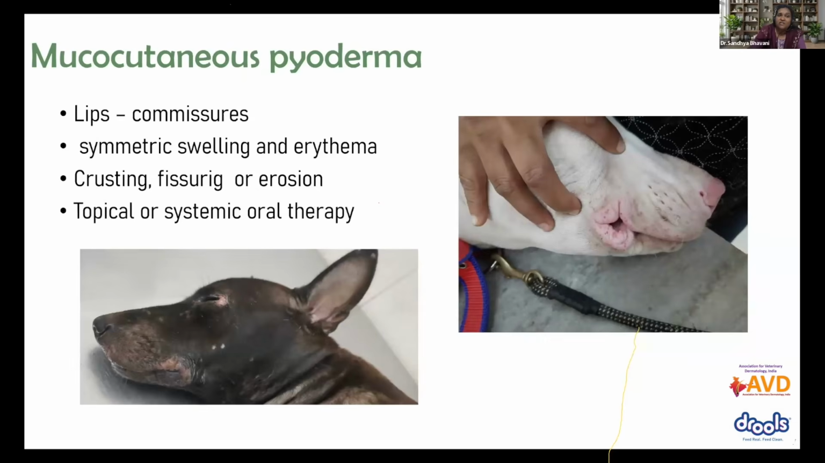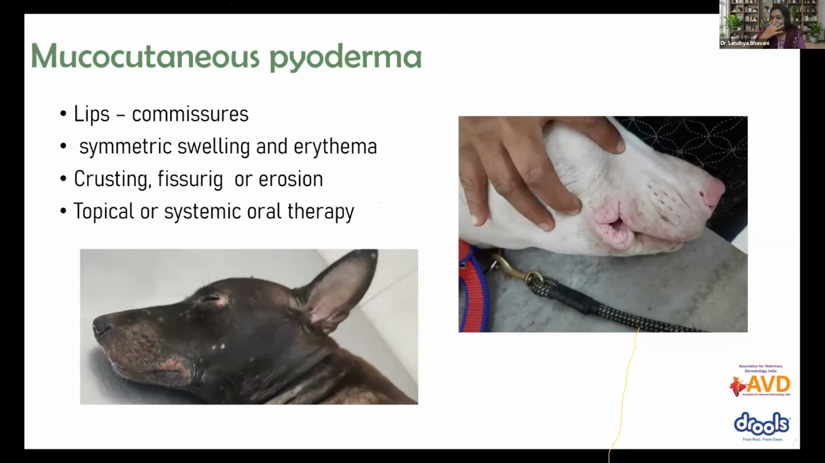So this is yet another type of pyoderma called the mucocutaneous pyoderma, where only the mucocutaneous areas are affected, especially the lips and the commissures. The commissures of the lips will be affected, and you can see all these pyoderma lesions. This is actually idiopathic, maybe because of slight trauma also it can occur, only on the mucous membrane.